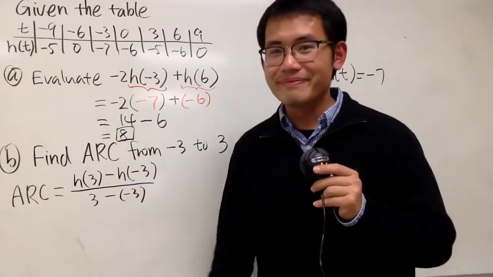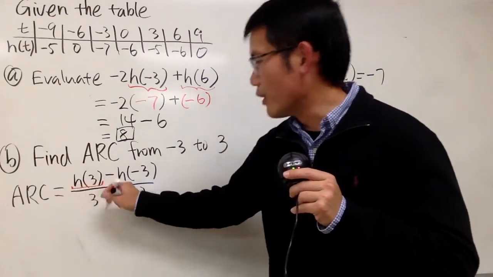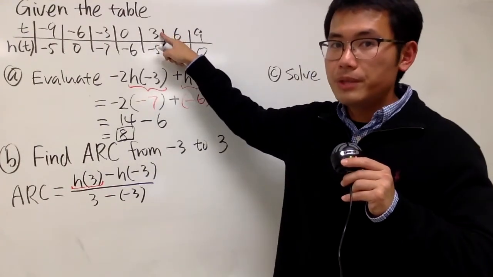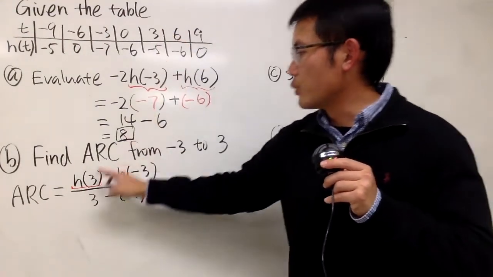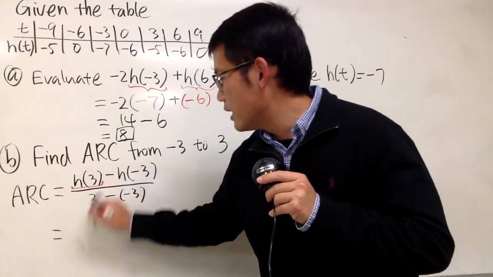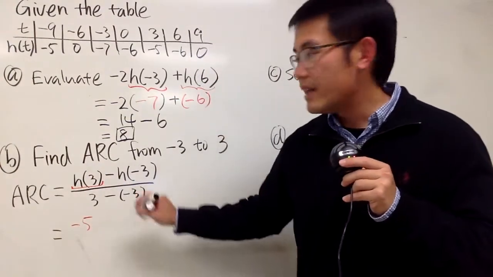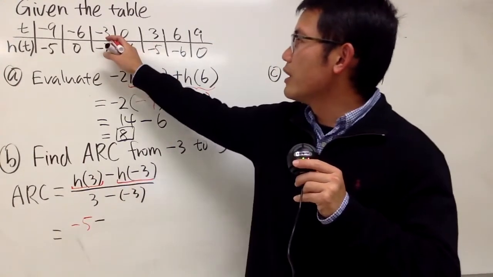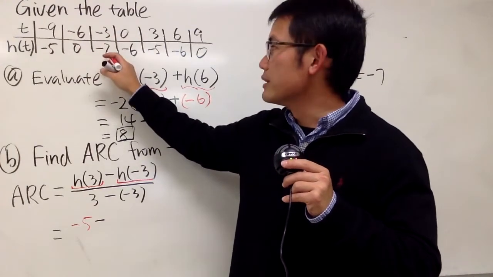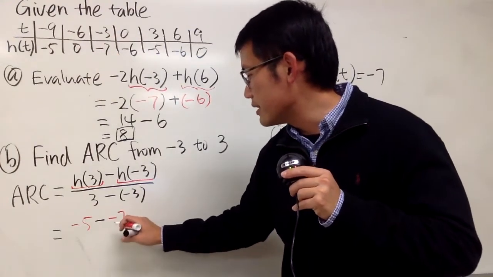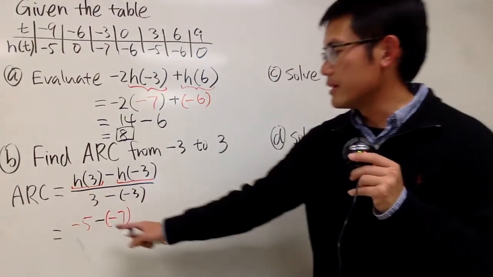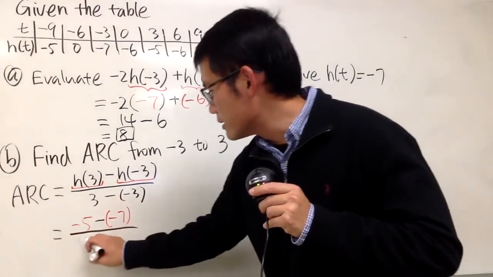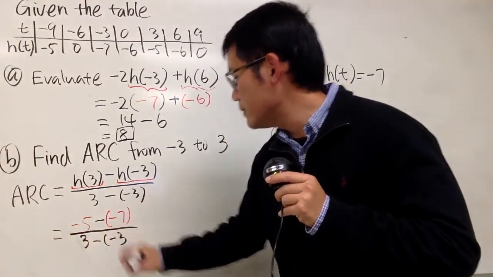So we have to do the following. Now, have a look. What's h of 3 though? Well, again, we go back, we know the t is equal to 3, the input is 3. The output is negative 5, so we have negative 5 right here. Then we are going to minus h of negative 3. We just look here, that's the input negative 3, the output is negative 7, so this is going to be negative 7. Let me put parentheses down like that, because I have to multiply negative and negative right here. And on the bottom, let me just keep it for now, because this is just 3 minus negative 3.